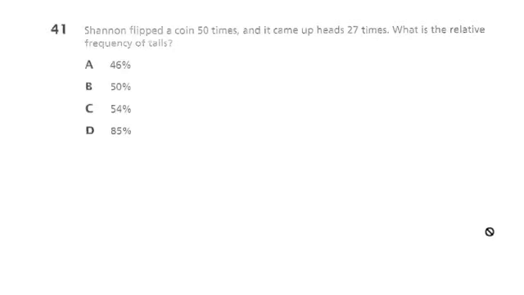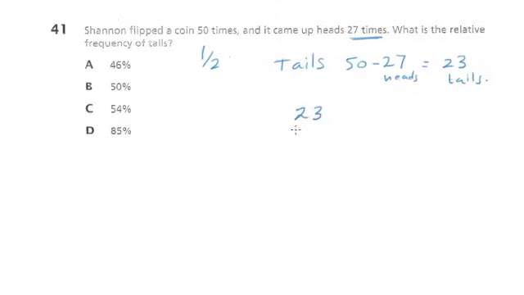Okay, number 41. Shannon flipped a coin 50 times and it came up heads 27 times. What is the relative frequency of tails? Now, we know that it should come up half the time, but the relative frequency means how often did it actually come up tails. So in this case, it came up tails 50 times minus 27 times, which were heads. That gives us 23 times that it came up tails. And so if it came up 23 times tails, it came up 23 out of the 50 times. So 23 times tails out of the total.